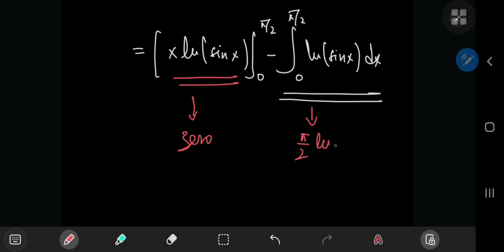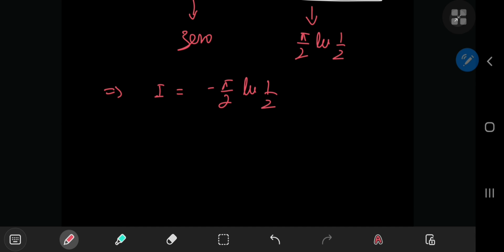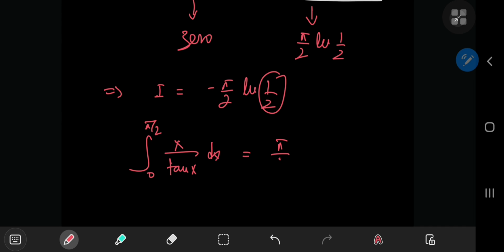It's pi by 2 times the natural log of 1 by 2. And there's a negative sign here as well. So this implies that I equals negative pi by 2 times the natural log of 1 by 2. And you can get rid of this negative sign using another property of the natural logarithm function. That is, all you have to do is reciprocate the argument and you get another negative sign that'll cancel out the first. So this Berkeley Math Tournament integral evaluates quite nicely to pi by 2 times the natural log of 2.